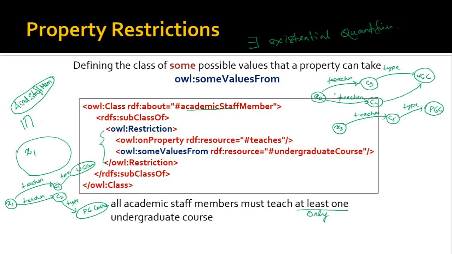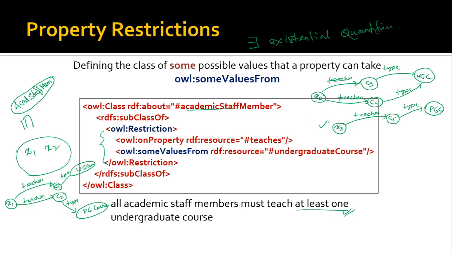Now coming to X2, X2 is teaching two courses C3 and C4, and both of them are of type UGC. This X2 will also be included because it is satisfying the at least one condition, right? So it is not equivalent to only, right?